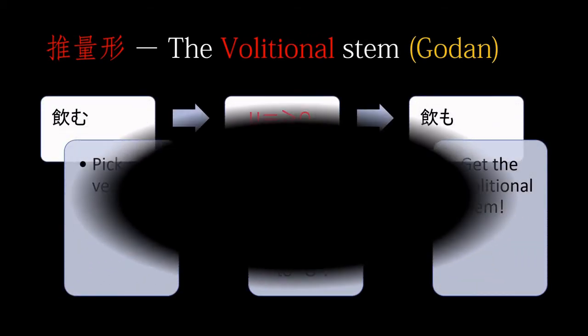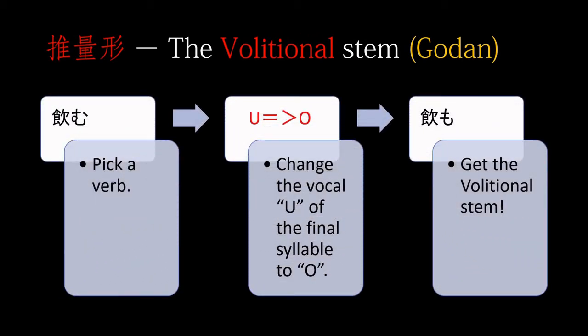And in the case of Godan verbs, as you can expect, once again there is a difference, because the change of the U vowel is now taking place, and U becomes O in the final syllable. So we get the volitional stem nomo from nomu, meaning nomu becomes nomo. Just remember always to change the vowel U of the final syllable to O, as it is illustrated in the second step of the process, as you can see on your screen. So first pick a verb, perform the change, and you will get the volitional stem. So nomu will become nomo.